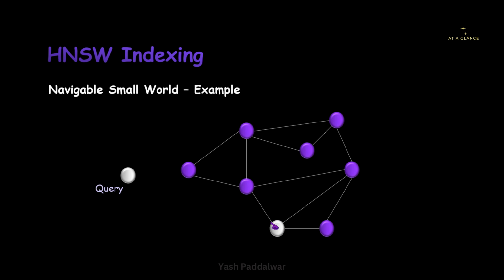Now again, for this current node, we have one single neighboring node, and this is it. Now we'll compute the similarity between this neighboring node and the query vector, and we'll check whether this similarity is greater than the similarity between the current node and the query vector.